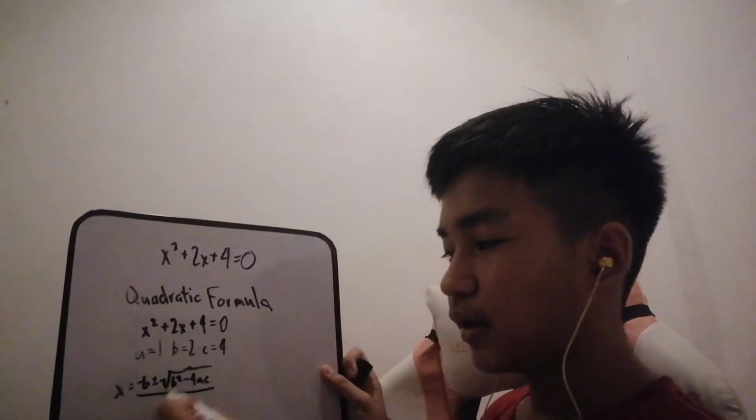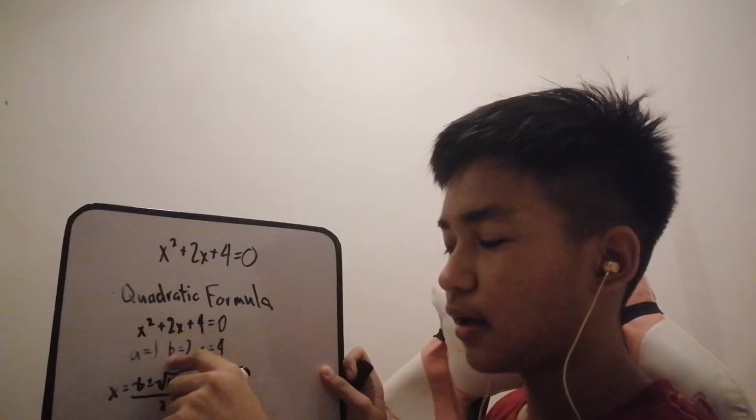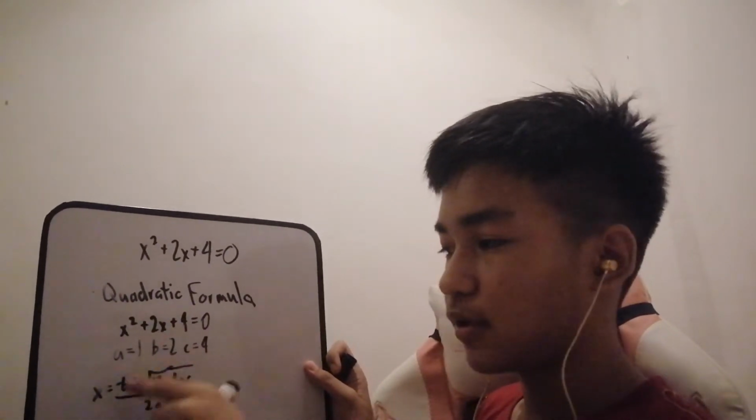So this will be x equals negative b plus or minus the square root of b squared minus 4ac over 2a. This is the quadratic formula. Now we will put all the numbers as the substitute for these letters.